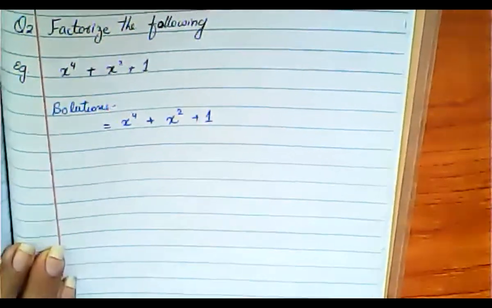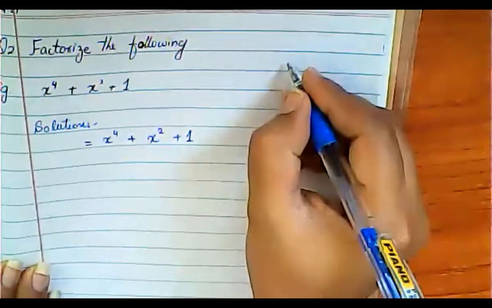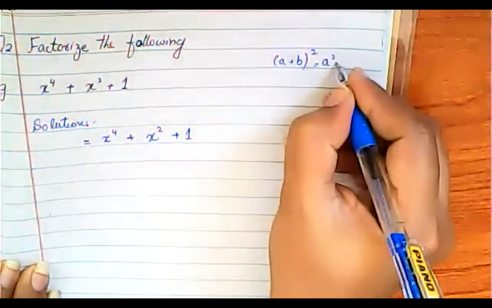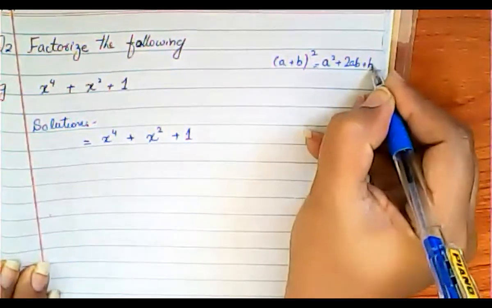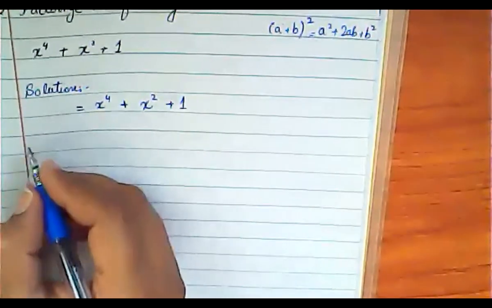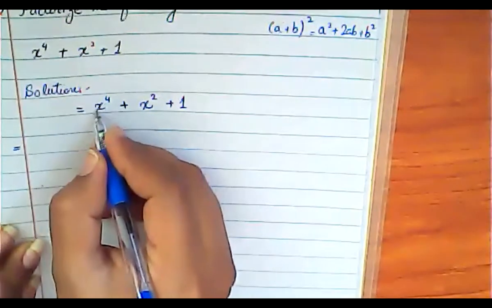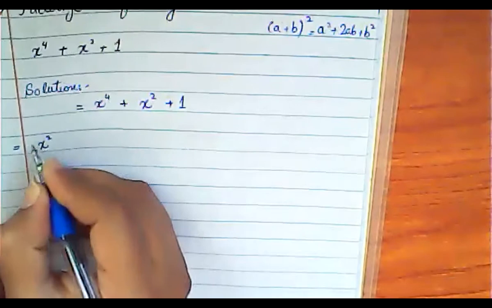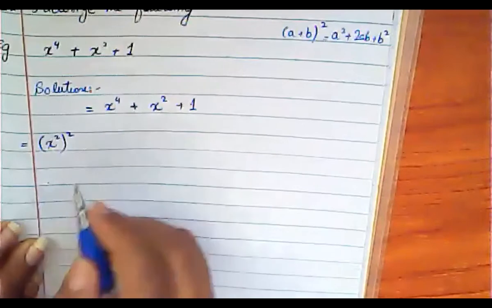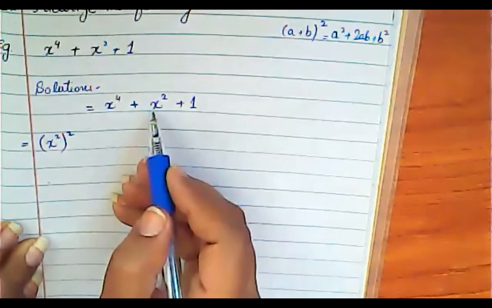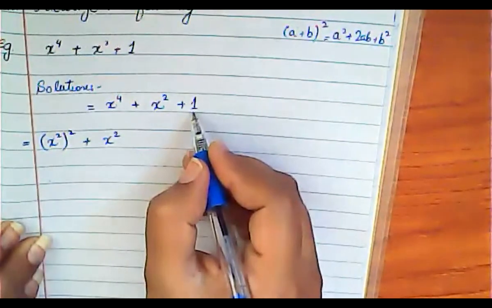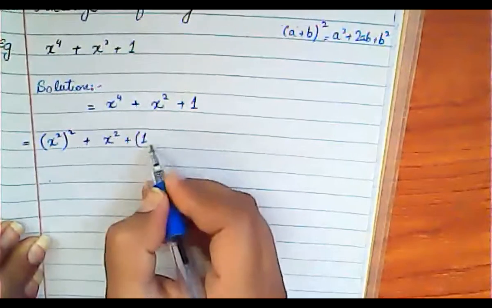Can anyone tell me, if we want to enclose it in the formula, which is (a + b)^2 = a^2 + 2ab + b^2? If we want to enclose it in this formula, what will it become? This is x^4, so x^4 is the square of x^2, right? Is it clear? Next is this one, x^2. This is your middle term, so no need to change it, x^2. And this will be your term b. We will take the square of it just like this.